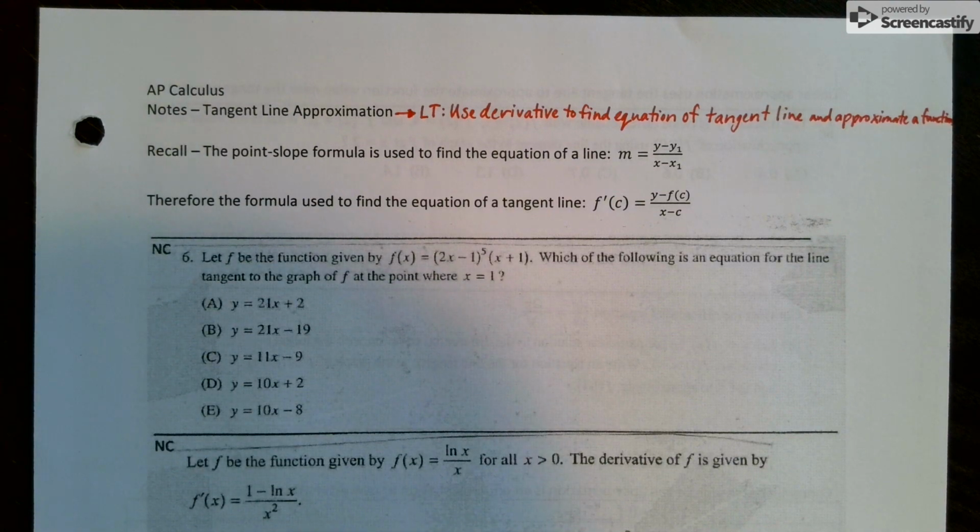We've already learned that the derivative gives us the slope of the tangent line, and today we're going to build on that idea and use the derivative to find the equation of the tangent line. And once we have that equation, we can approximate a function value using the equation of the tangent line.